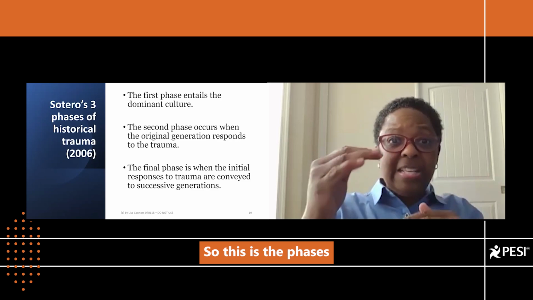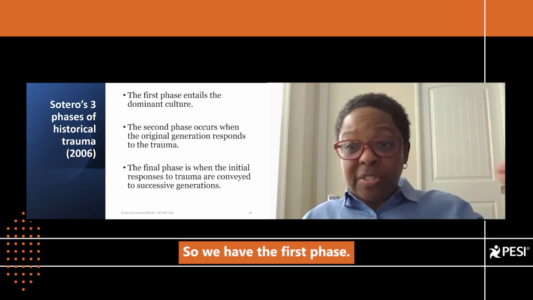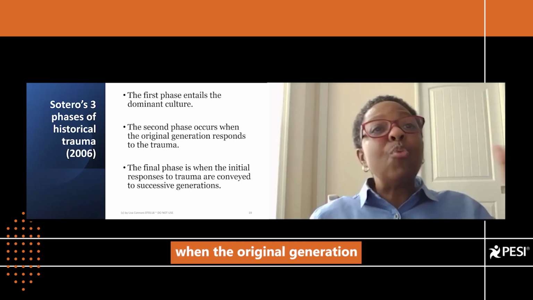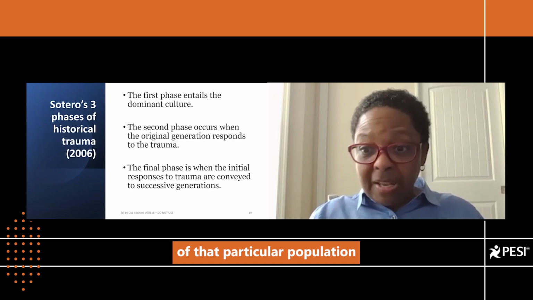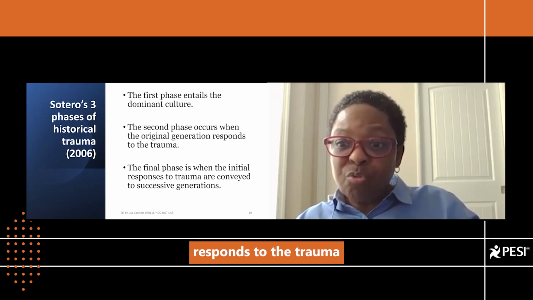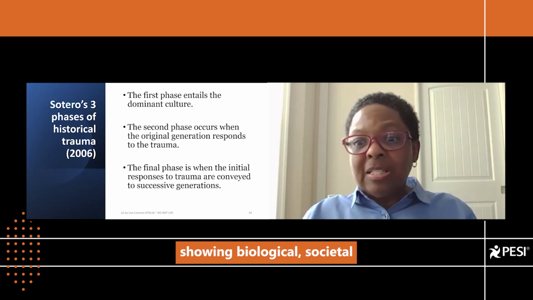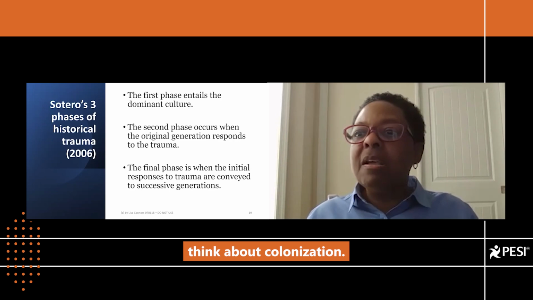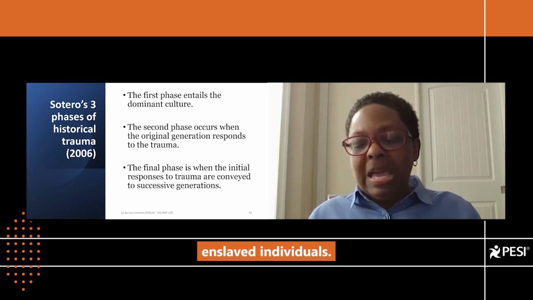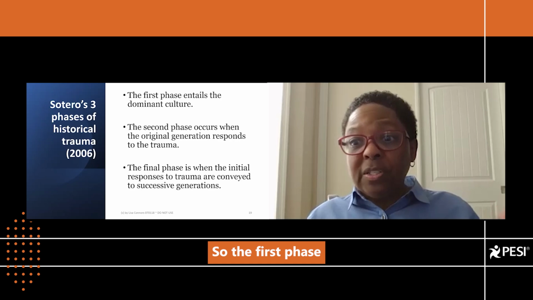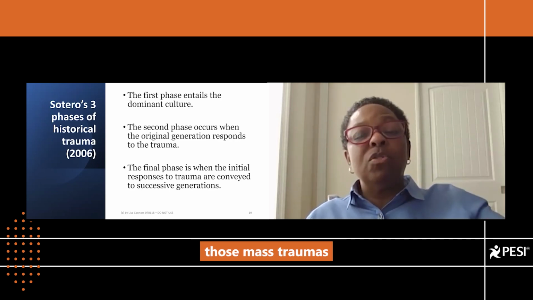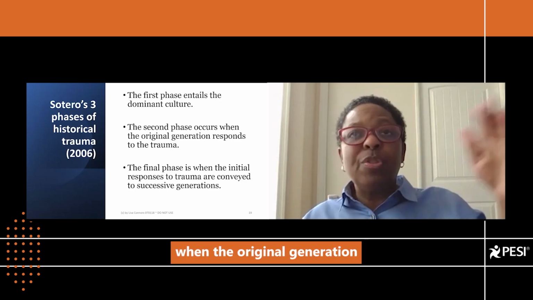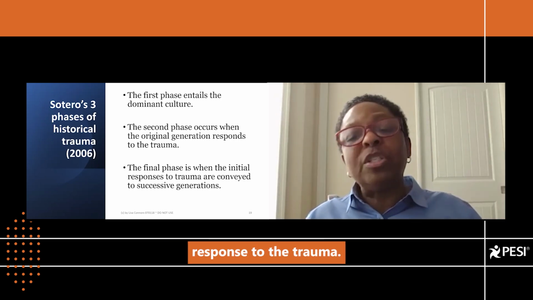So this is the phases of historical trauma. So we have the first phase, then we have the second phase. And the second phase occurs when the original generation of that particular population responds to the trauma, showing biological, societal, and psychological symptoms. So let's think about Holocaust. Let's think about colonization. Let's think about enslaved individuals. So the first phase is definitely perpetrating those mass traumas on that particular population or group. Then the second phase occurs when the original generation of that population responds to the trauma.